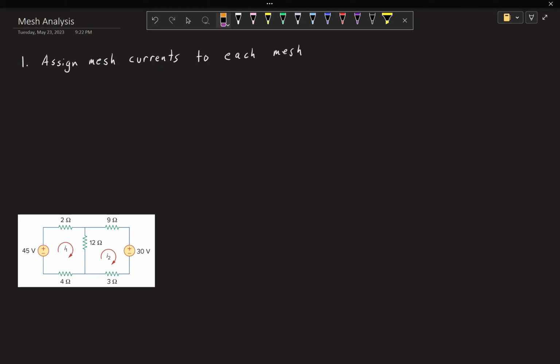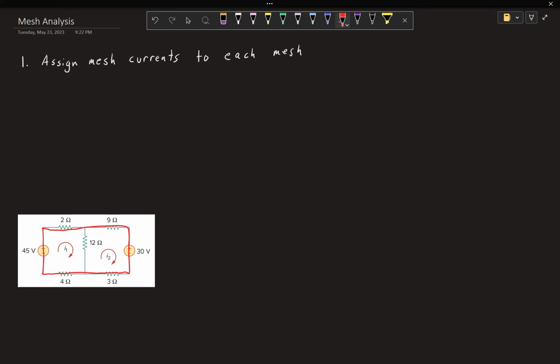So for example, in this circuit, this is a mesh, and this is a mesh, because both of them do not contain any loops within themselves. However, this is a loop, but it is not a mesh.